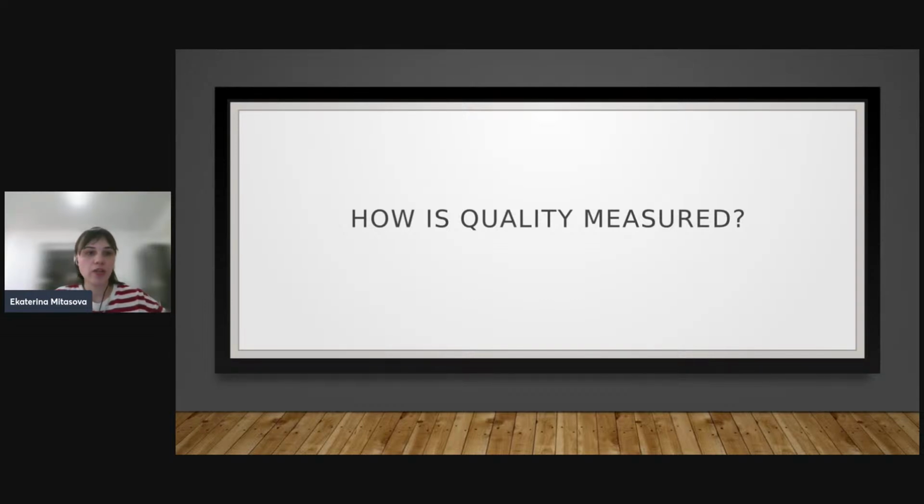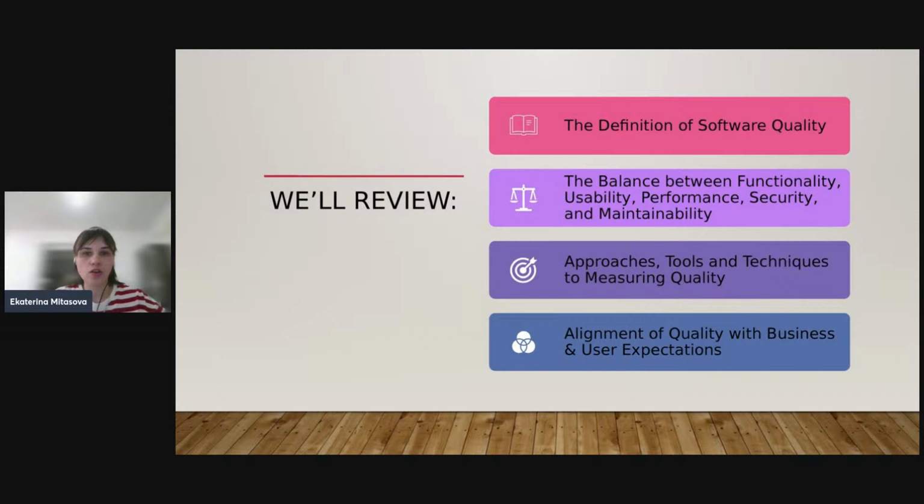So, today we'll review the definition of software quality, the balance between functionality, usability, performance, security, and maintainability, approaches, tools, and techniques to measuring quality, and alignment of quality with business and user expectations.